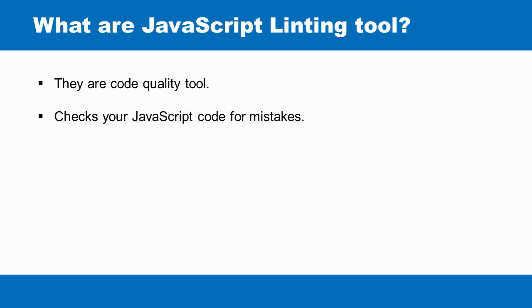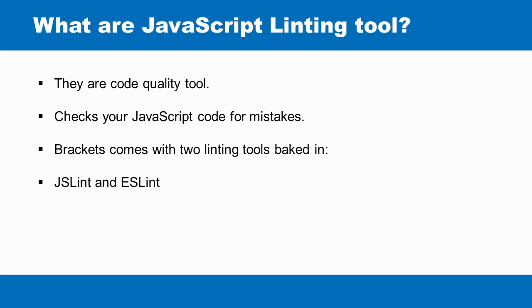If you are using the Brackets text editor, it comes baked in with two JavaScript linting tools. So it has JSLint and ESLint. They are both baked into the Brackets text editor. So if you've got the Brackets editor installed, you should have JSLint and ESLint. They both basically do the same thing. They check for errors, but they do it in different ways.